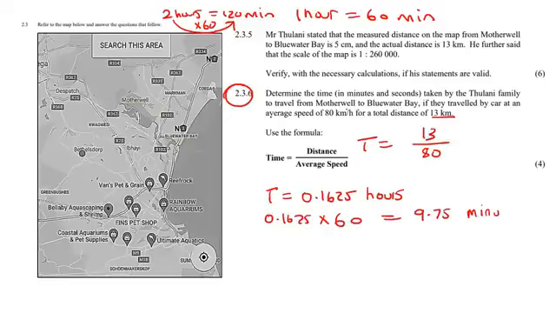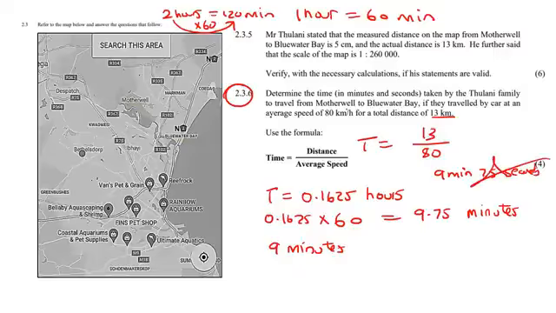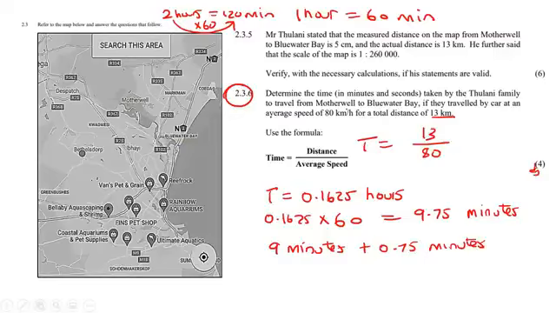So now we've got to be careful. We know that the 9, that's 9 minutes. But this 0.75, you can't say 9 minutes and 75 seconds. Remember, that's not correct. So I'm going to say 9 minutes plus 0.75 minutes. I'm not changing this to seconds, I've kept it at 0.75 minutes. So this is 9 plus 0.75. So we still got the same thing.